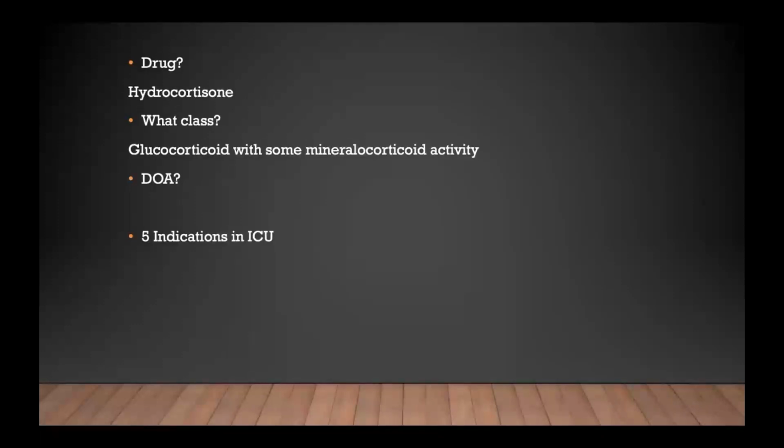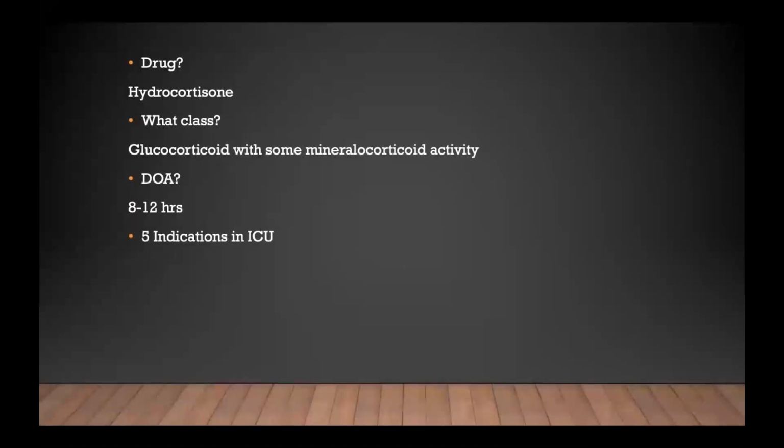So what is the duration of action and how do you give hydrocortisone? It's usually given by IV route, and duration of action is around 10 hours. And indications in ICU, it can be given in shock. We can use it in septic shock mainly. When there is adrenal insufficiency, we can use it. And it can also be used as an immunomodulatory drug.